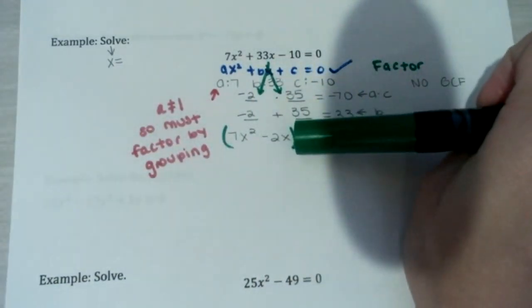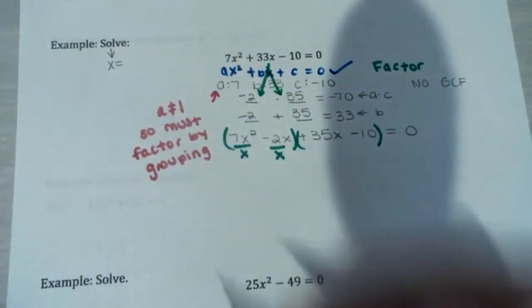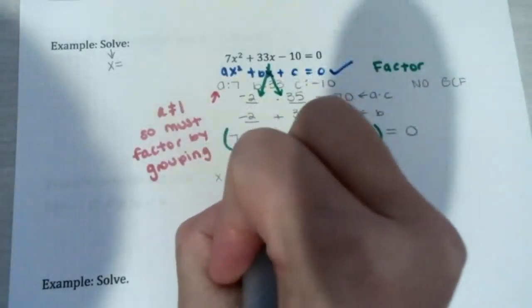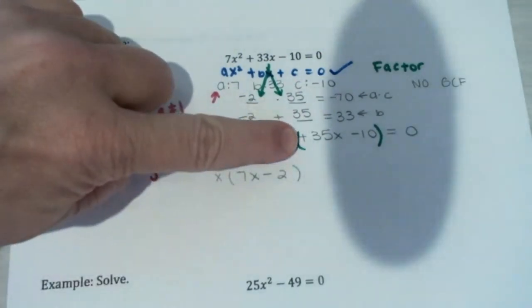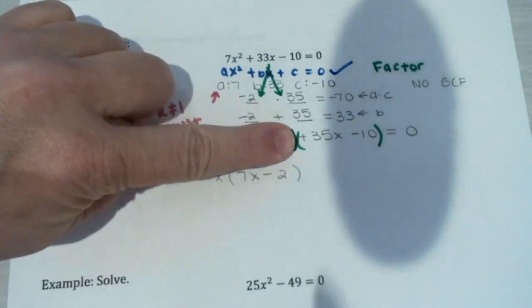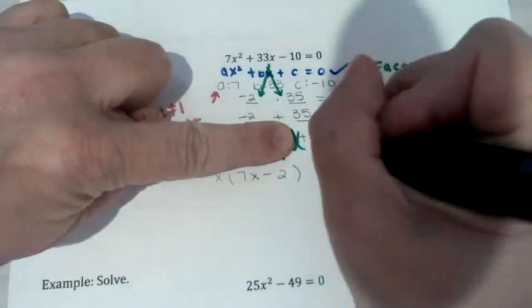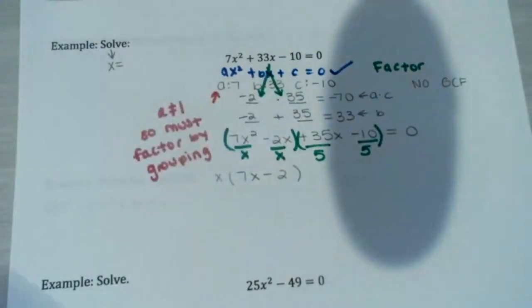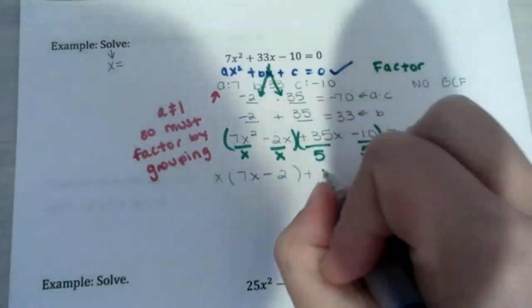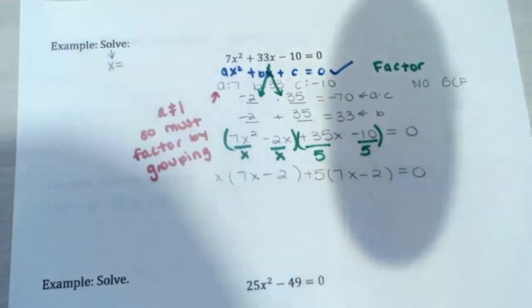Looking at our first two terms, 7x squared minus 2x, they both have an x in common. So we can factor out that GCF of x. In doing so, we're left over with 7x minus 2. Looking at our next two terms, 35x minus 10, I know in the back of my mind I want 7x minus 2 to be left over. That helps me see that my GCF should be positive 5. Factoring out that positive 5, we're left over with 7x minus 2.